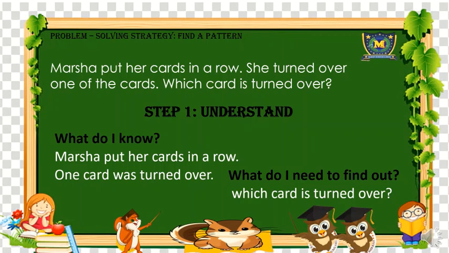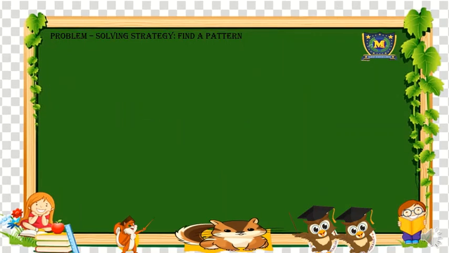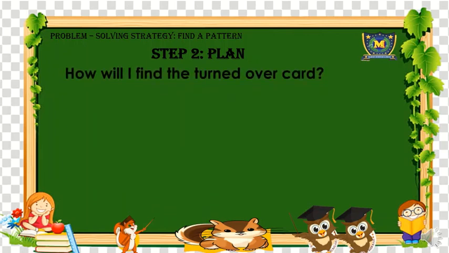Now, let's proceed to step 2, which is plan. So, let's have a plan. Now, how will I find the turned over card? So, unsaon man nako pagpangita katong nabali nga card? Now, in plan, we will find a pattern. Atong i-solve through a pattern. So, that is our plan. I will find a pattern. Mangita tag pattern para ma-solve nato itong problem.